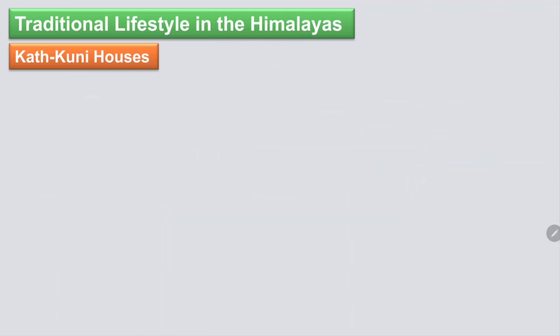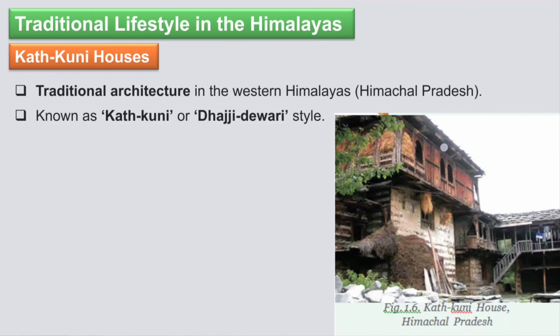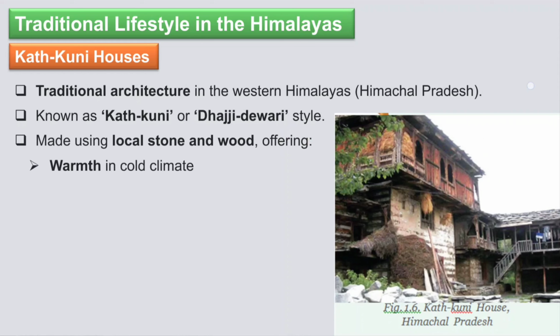Okay, so next we have a small piece of information about the traditional house in the Himalayas, which is the Khat Kuni house, okay. So traditional architecture in the western Himalayas, that is in Himachal Pradesh, is known as Khat Kuni or Dhaji Diwari style. So this is the house which they used to have in Himachal, okay. Not all the houses are like this, but this is a traditional house, okay. So it is made using local stones and wood, and they offer warmth in a cold climate, okay, and stability during mild earthquakes also. So these are made using the local stone which is available there, and wood.